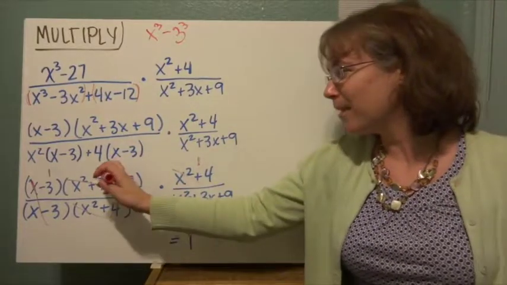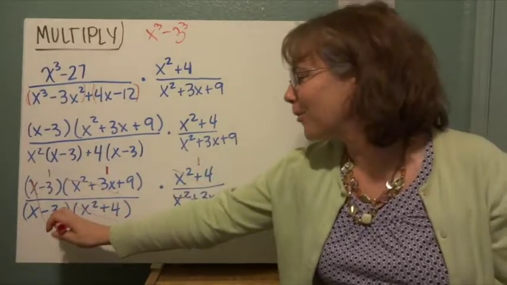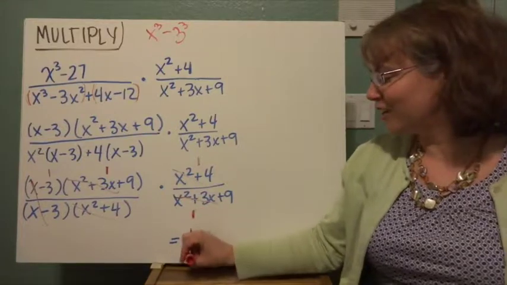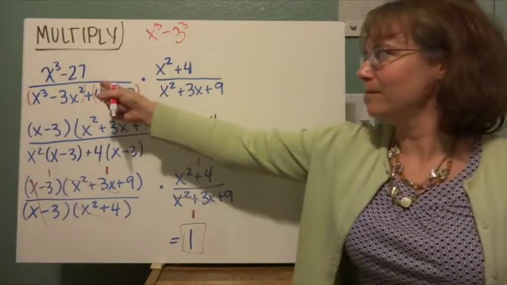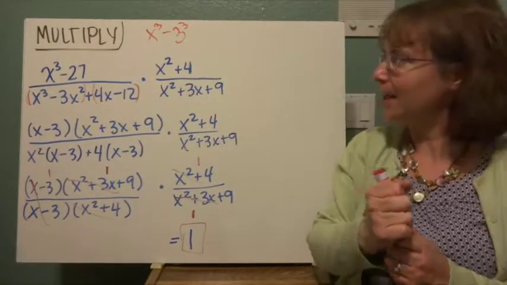And what I end up with is just a 1 times a 1 times a 1, which is 1, over 1 times 1 times 1, which is 1. So 1 over 1 is just 1. So this multiplied together just gives me a 1.